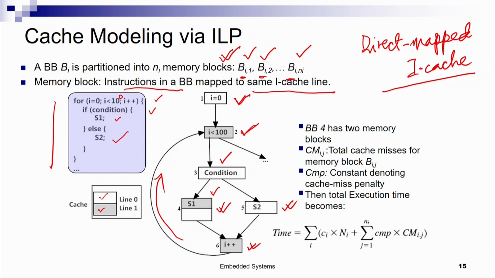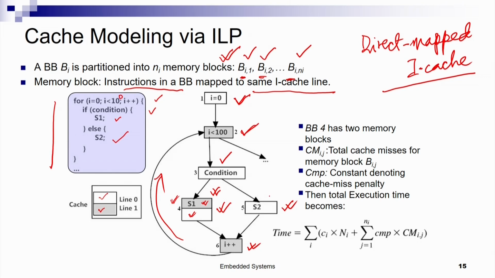Basic block 4 has two memory blocks. It is the only basic block here which has more than one memory block. The first memory block of basic block 4 is in cache line 1. The second memory block of basic block 4 is in cache line 0.